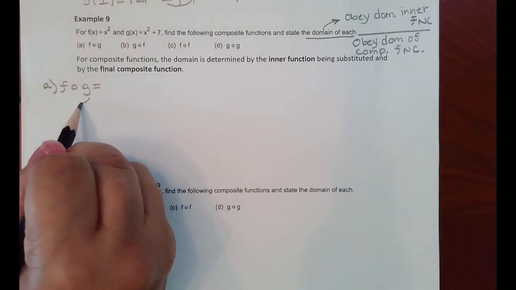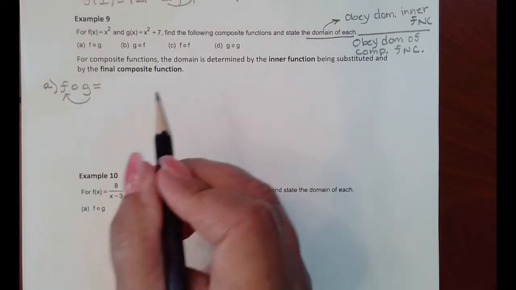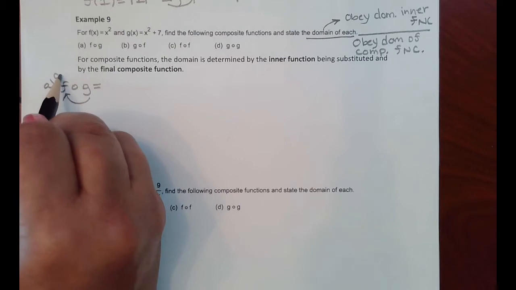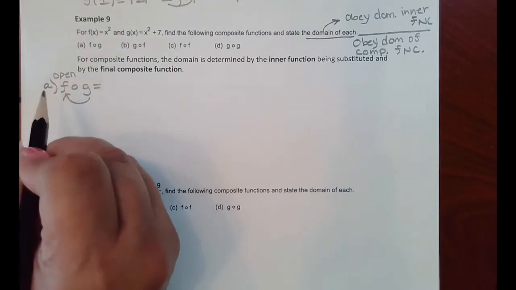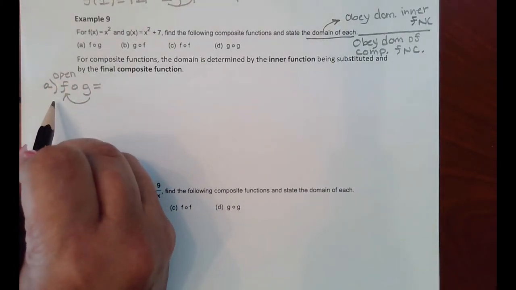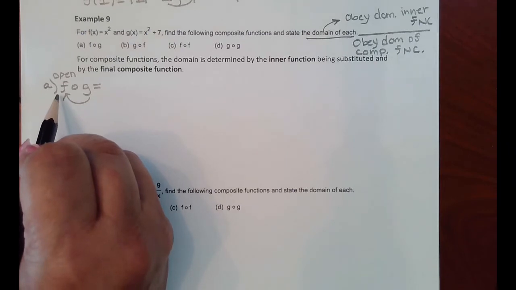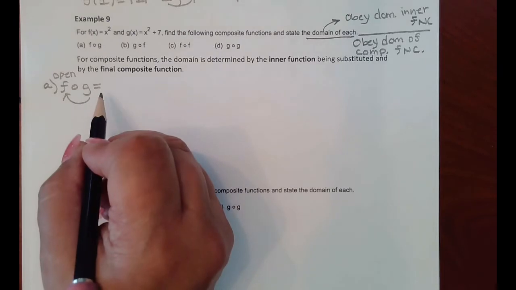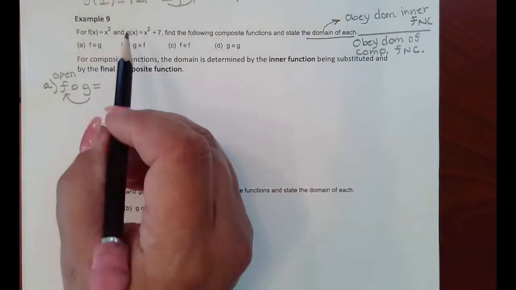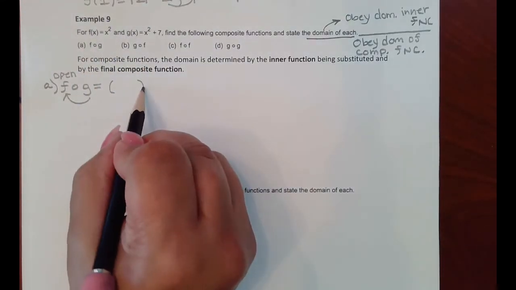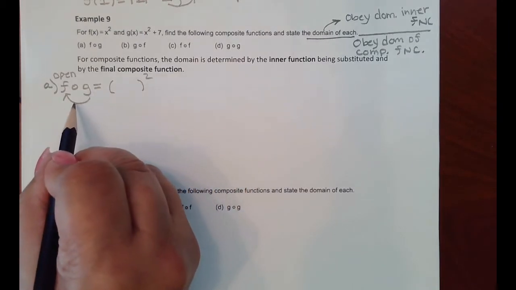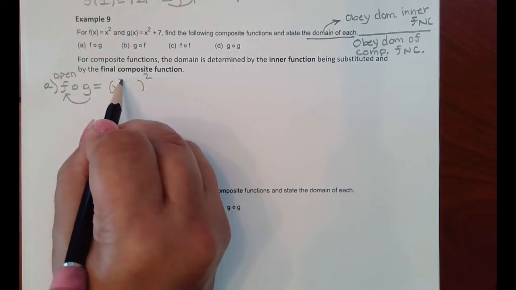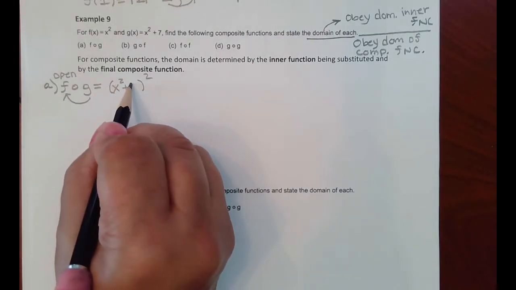We're plugging this always into the outer function. So that means you have to open up the outer function. Anytime you're going to plug anything into another function, you have to open up blank parentheses wherever there was an x. So we're going to open up that f function, which is x squared. So it's x squared. We are plugging g into f. Now the g function is x squared plus 7.